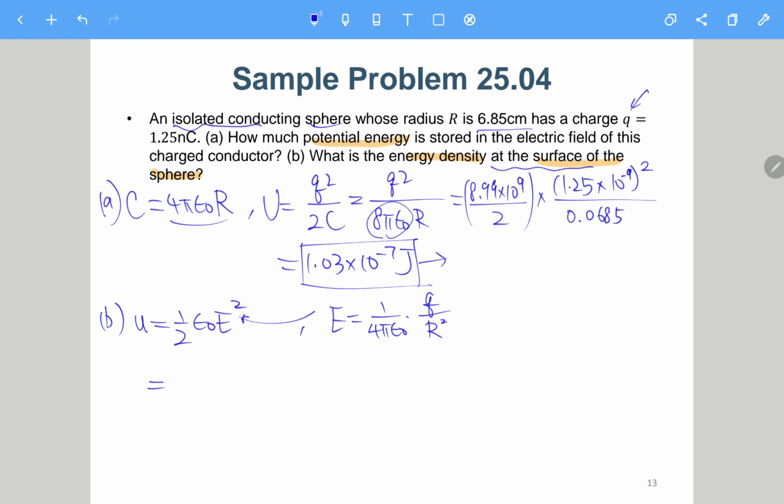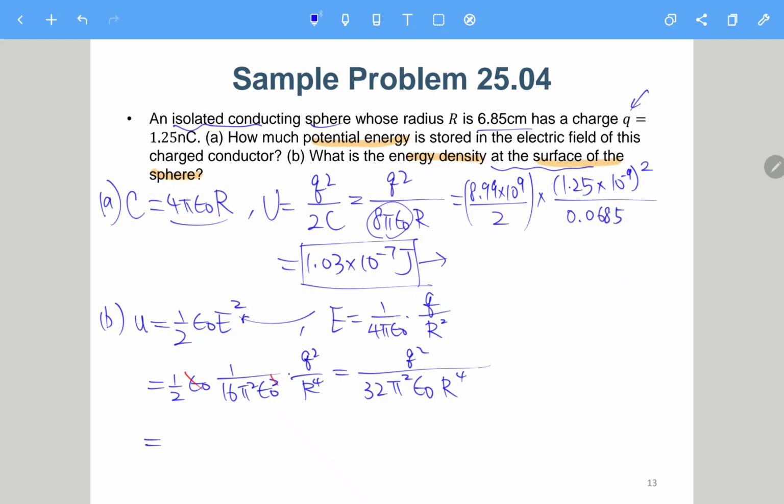So altogether we will have 1/2 epsilon naught, and then E squared will be 1/(16 pi squared epsilon naught squared) times Q squared over R to the 4th power. So altogether we will have Q squared over 32, and then epsilon naught can be partly cancelled, and then we still have pi squared epsilon naught R to the 4th power.